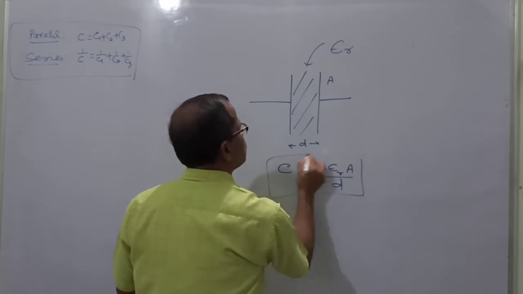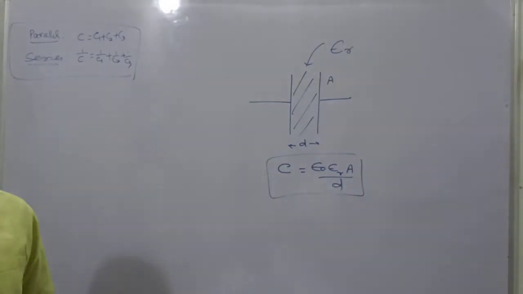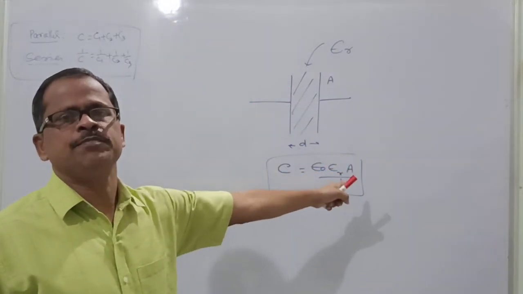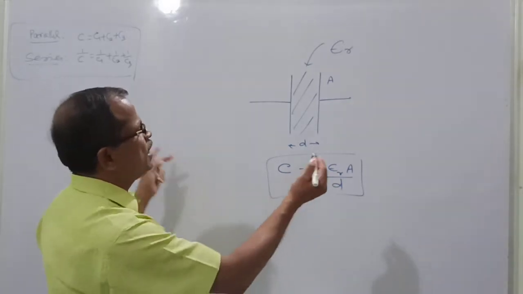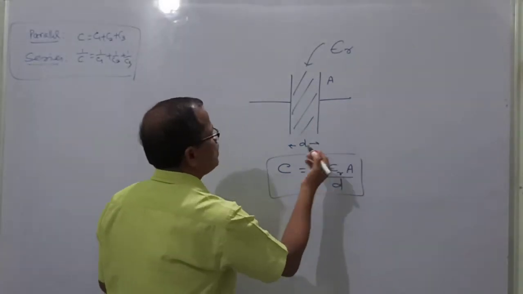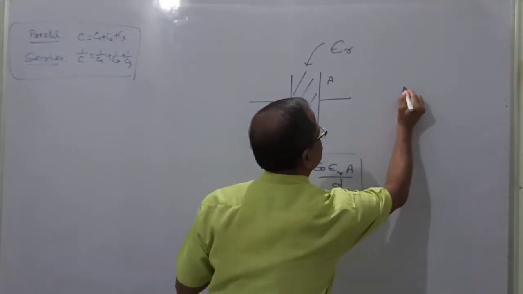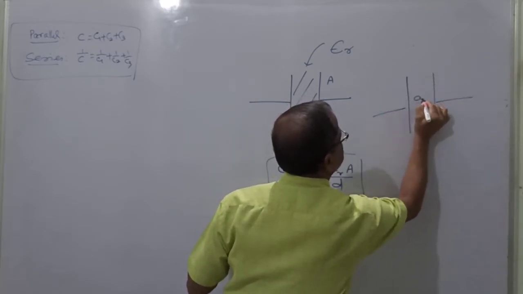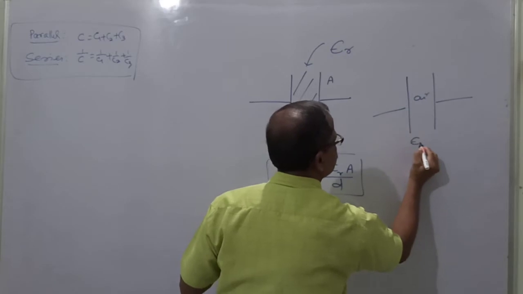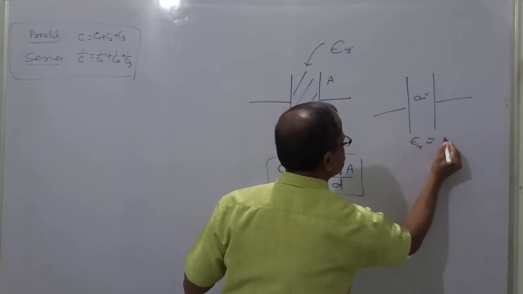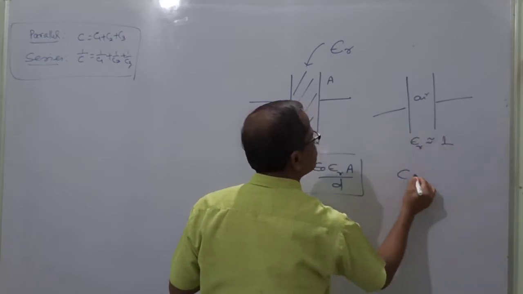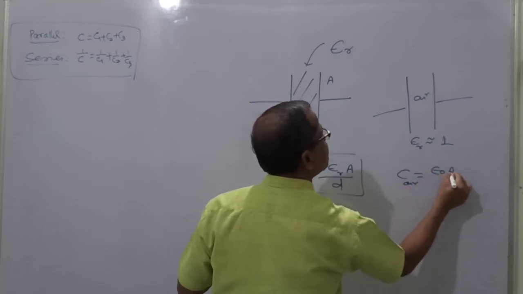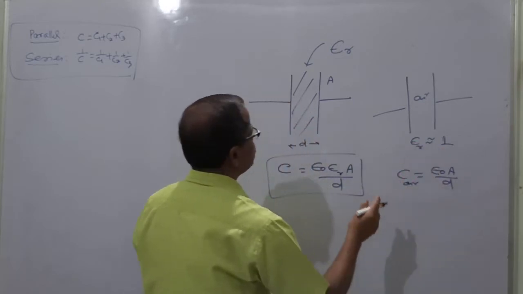This is the capacitance of a parallel plate capacitor when a dielectric is present between them. If there is no dielectric, if the dielectric is replaced by air, then the capacitance will be how much? These are the two plates. For air, epsilon r is approximately 1, so the capacitance of the air-filled capacitor is epsilon 0 A by D. So this much we know.